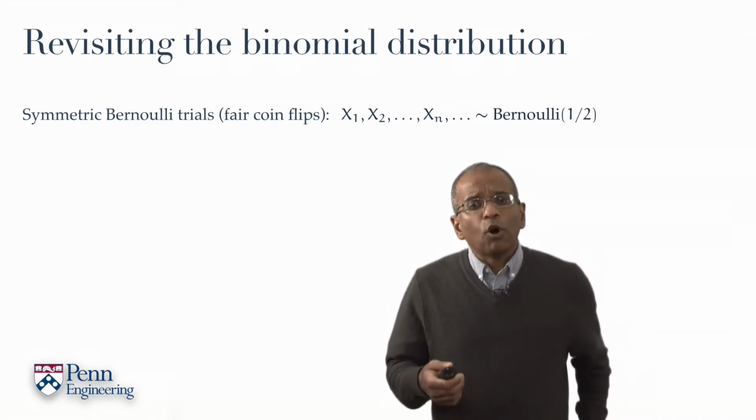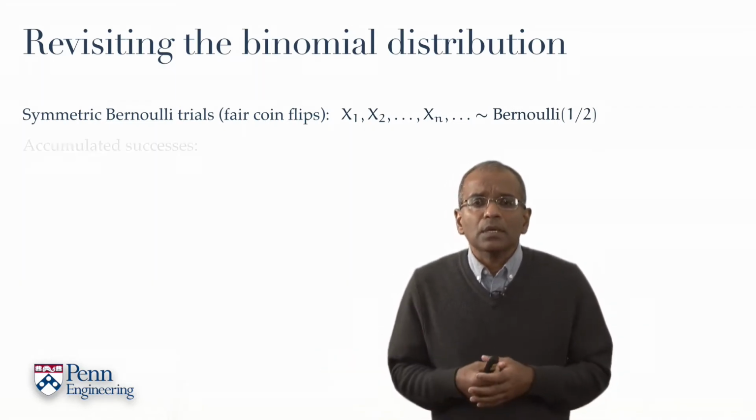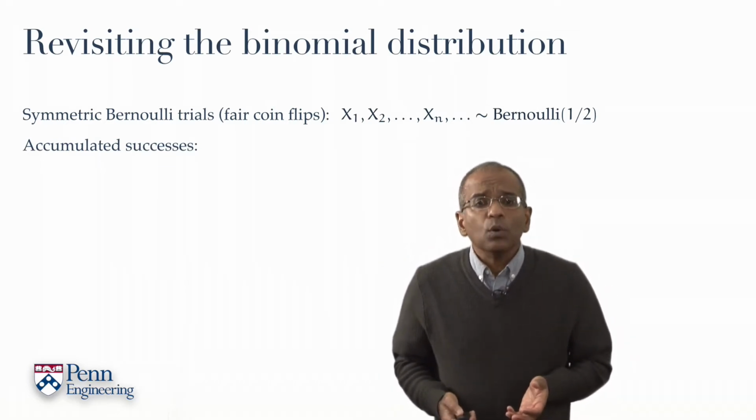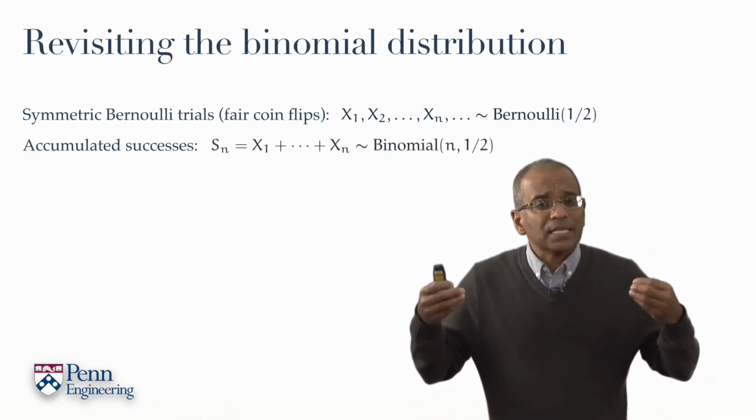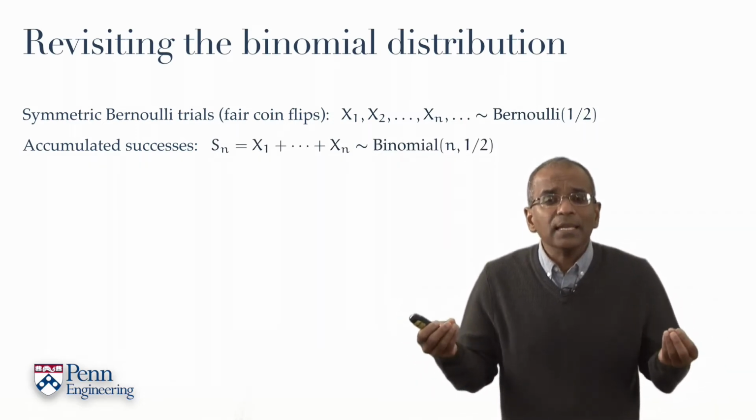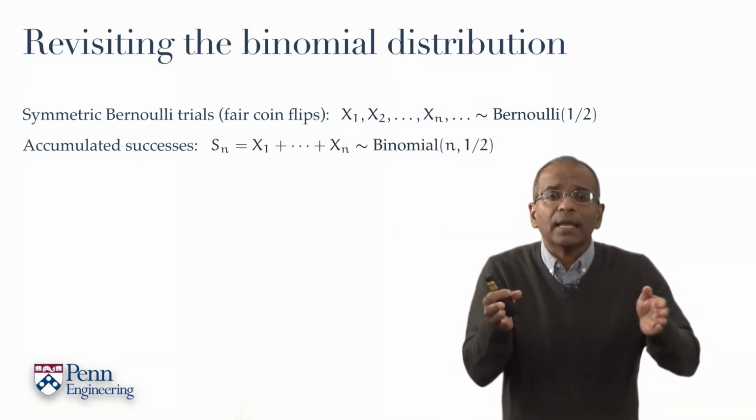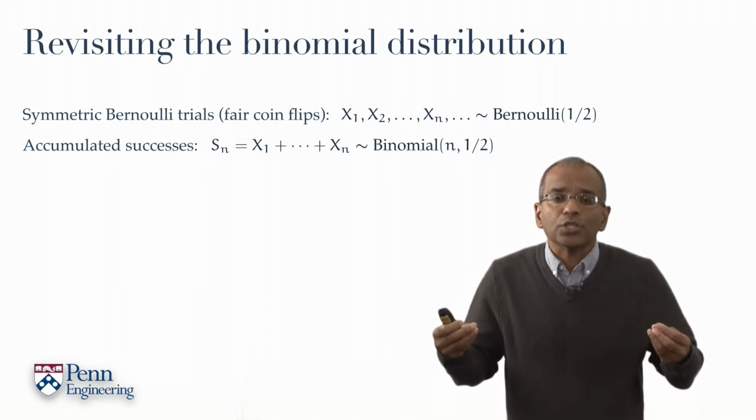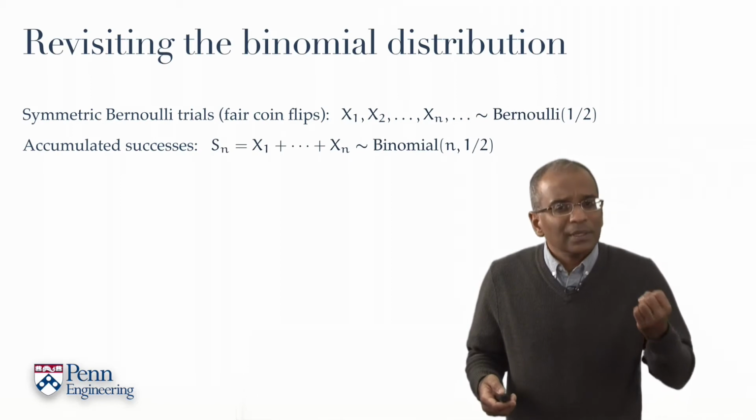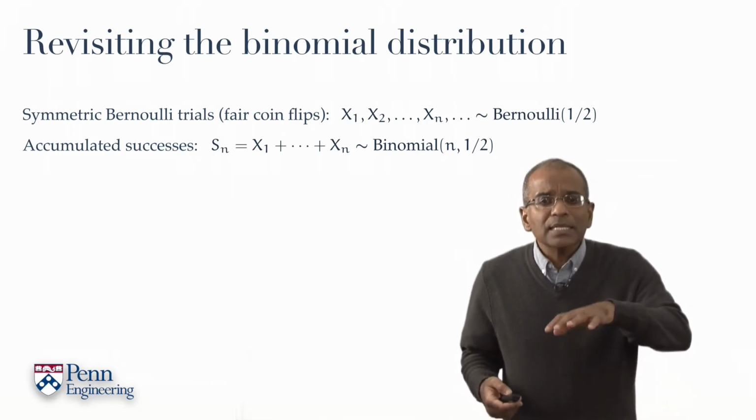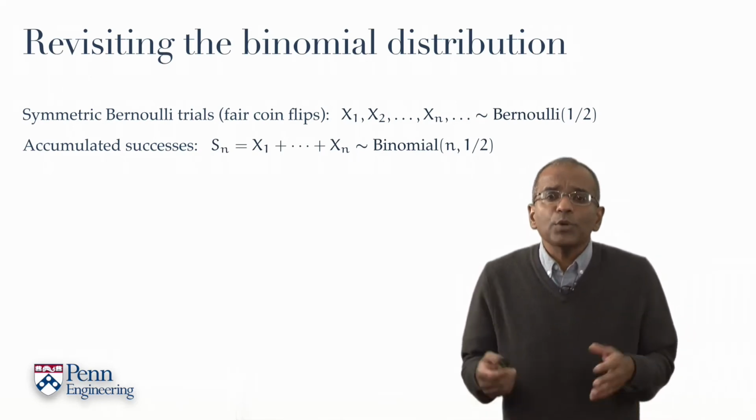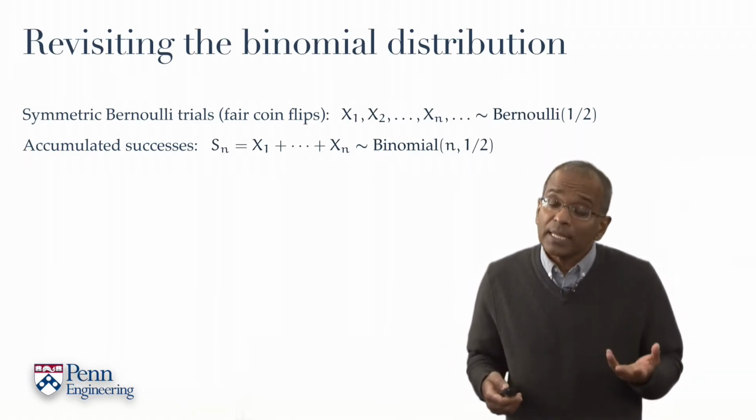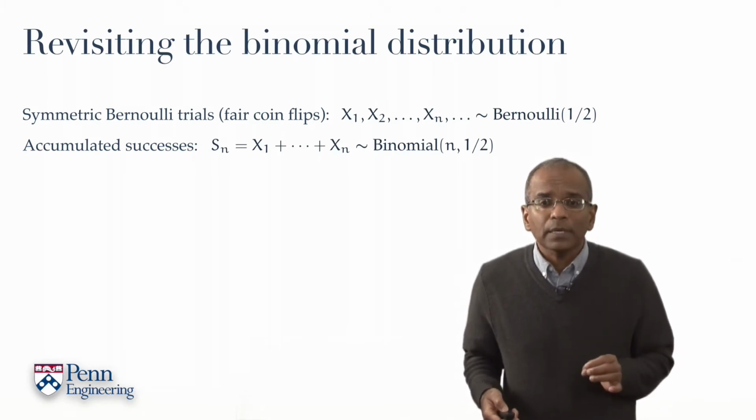Naturally, we form accumulated sums, and once we form the accumulated successes over n trials, we get what we call S subscript n, or simply Sn, as a sum of the first n x's. Sn denotes the number of successes in n tosses of a fair coin. And of course, we know now that this is governed by a binomial distribution with two parameters, n, the number of trials, and the success probability, which in this case is 1/2.